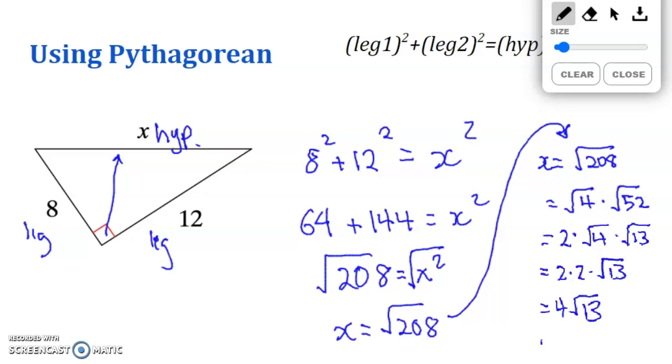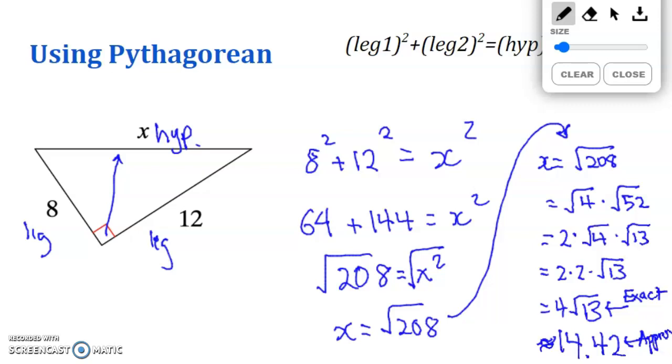And if I was to use the calculator, I would use the square root of 13 times 4, and I get about 14.42. This is where I am going to ask you to find it in exact form. This is the exact answer, and this is approximate, and we use that curly equal sign to say approximate.